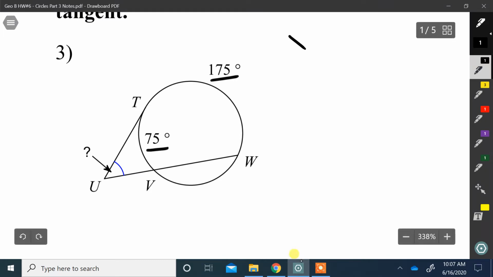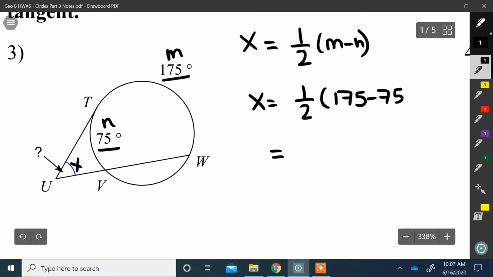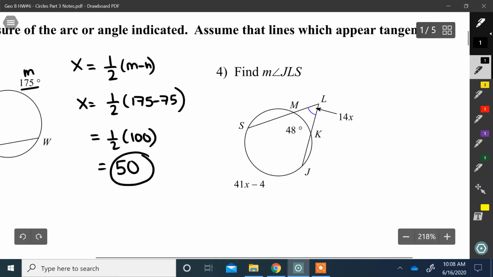Okay? So the formula for that one is x is equal to half of m minus n. And we know, let's set it up, this will be considered the x, this will be considered the n, and this will be considered the m. So x is equal to half of 175 minus 75. When you subtract that, you should get 100, and then your final answer should be 50. So that's what you should submit on that one there.